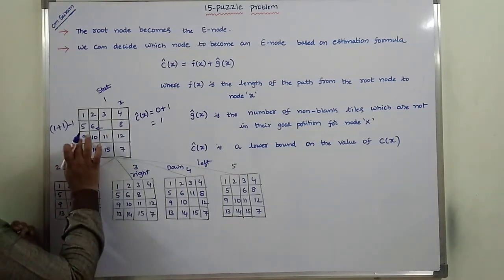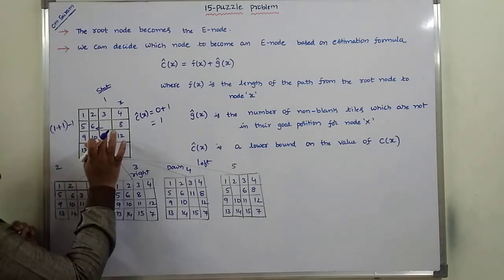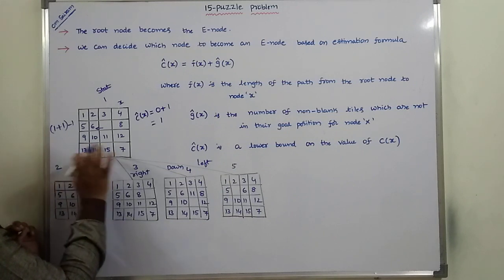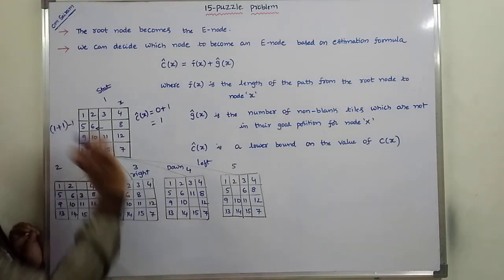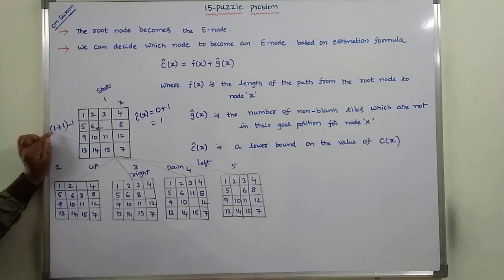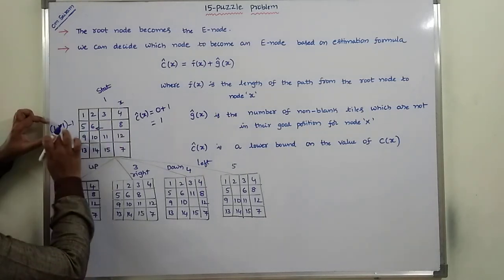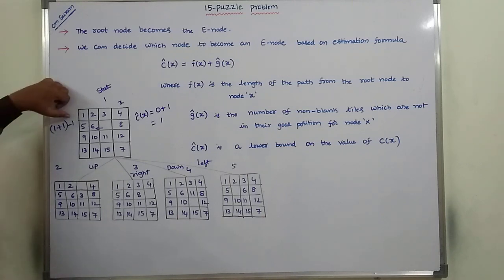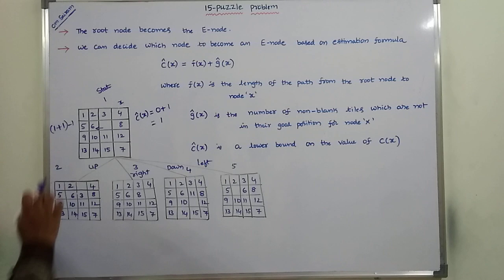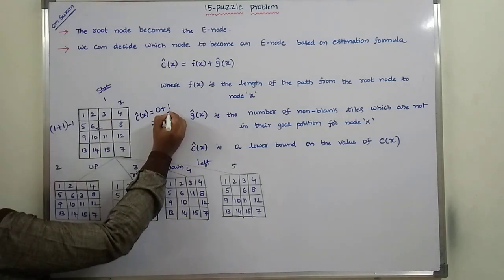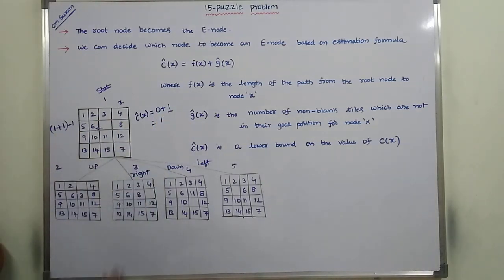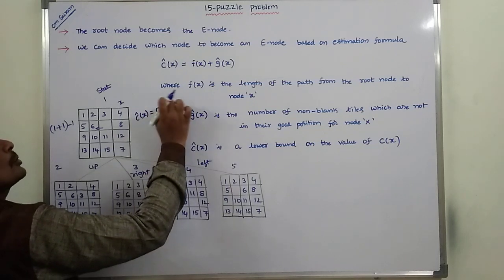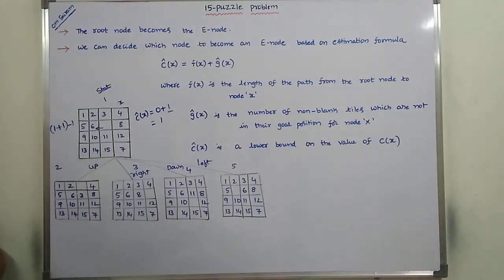8 correct position, tile 9 correct position, 10, 11, 12 correct position, 13, 14, 15 correct position. But 7, it is not in the correct position. So this is one wrong tile position. 1 plus 1, subtract 1, because empty tile cannot be counted. So 2 minus 1, that is 1. This is the G cap of X. Therefore, C cap of X is equal to 0 plus 1, that is equal to 1.